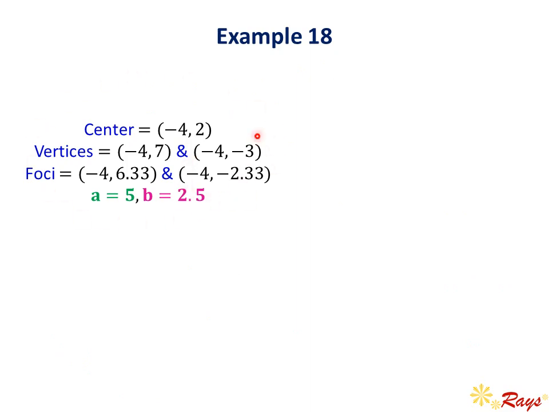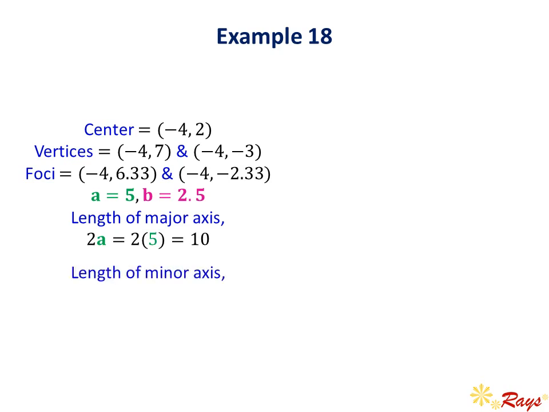So these are the information we've gotten so far. Center is negative 4, 2, vertices are negative 4, 7 and negative 4, negative 3. Foci, negative 4, 6.33 and negative 4, negative 2.33. And A is equal to 5, B is equal to 2.5. So now we can find the length of our major axis, which is 2A. So the length of our major axis is 10. Length of our minor axis is 2B, so it is equal to 5.